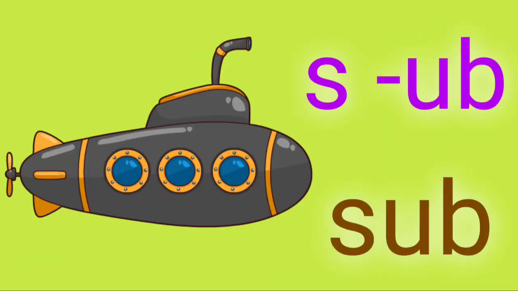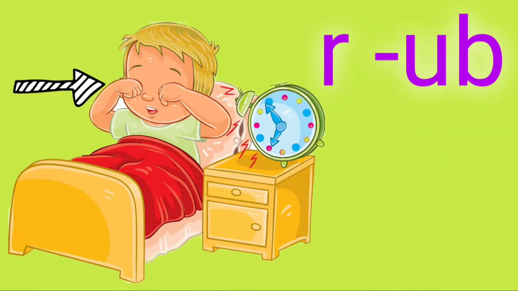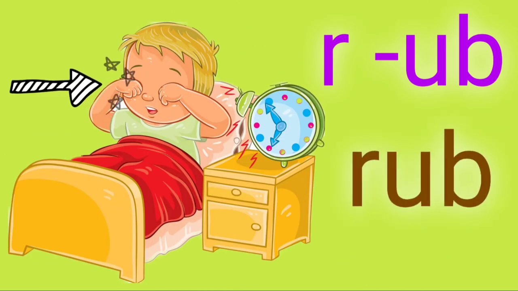S-ub. Sub. A short word for submarine. A ship that can travel underwater. Sub. R-ub. Rub. To press or be pressed against something with a circular and up and down repeated movement. Rub.